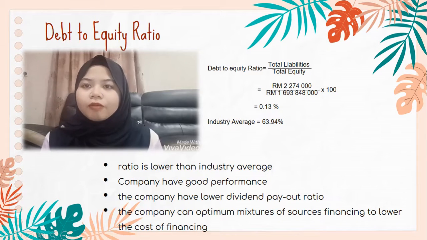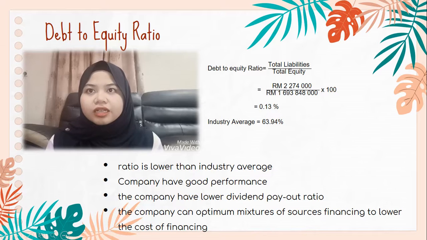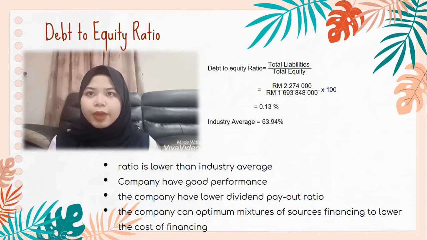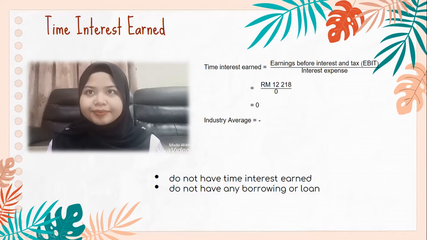To maintain the performance, the company can use an optimum mixture of the sources of financing to lower the cost of financing. For example, the company can take loans from more than one financial institution that offers different interest rates. Through this way, the company can lower their cost of financing and it will be easier for them to pay off the debt. I will proceed to the times interest earned.